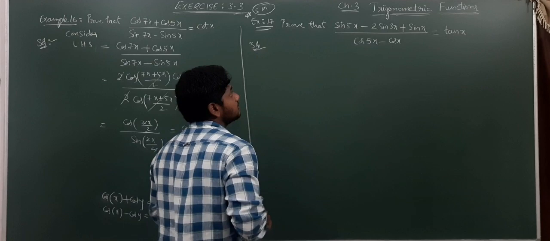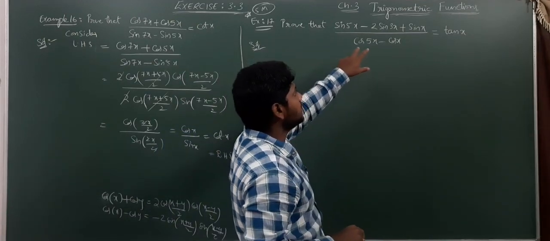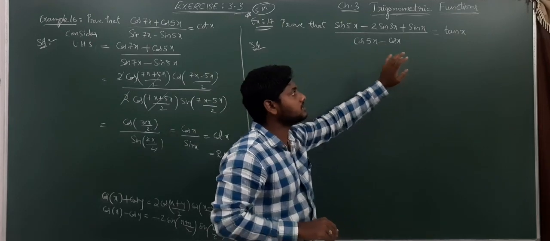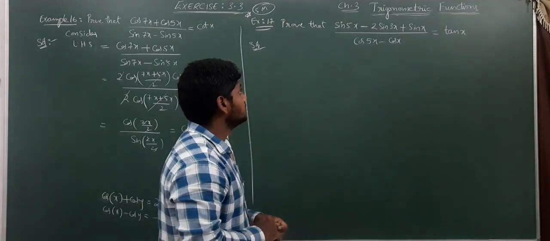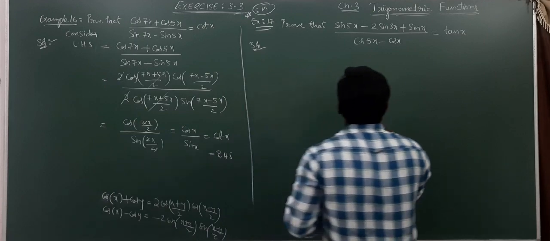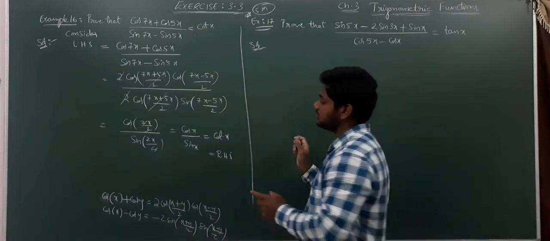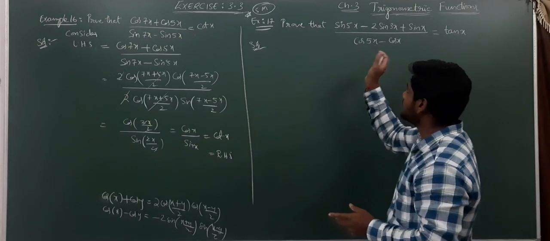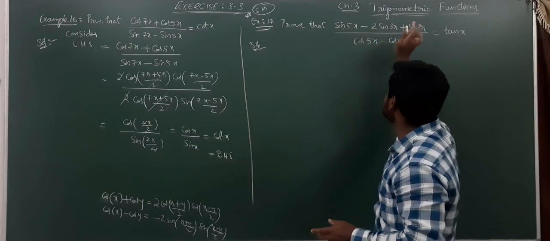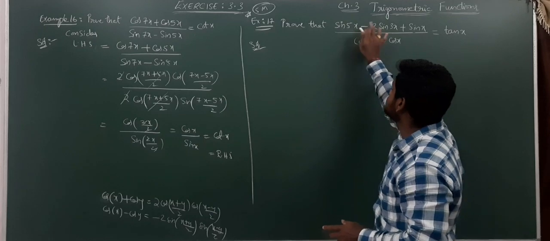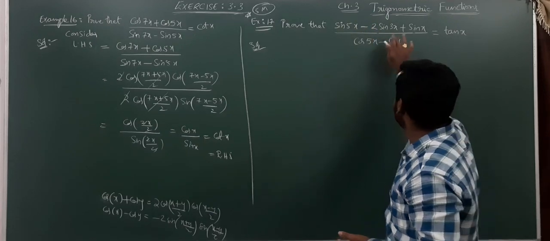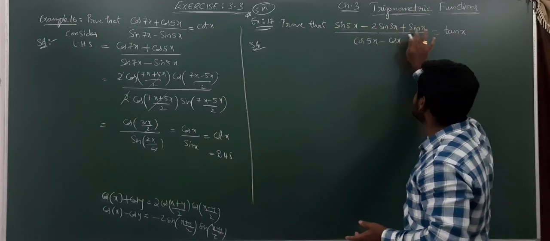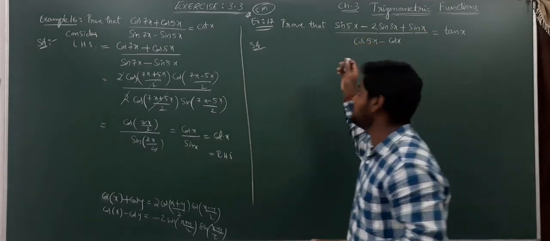Example number 17. Prove that sin 5x minus 2 sin 3x plus sin x divided by cos 5x minus cos x is equal to tan x. Here, when we need to consider a formula, we need to consider particular terms, like sin 5x and sin x. We should not consider these two. For these two we don't have any formula, and again for these two we don't have any formula. But if we consider sin 5x and sin x, we have the formula sin a plus sin b.